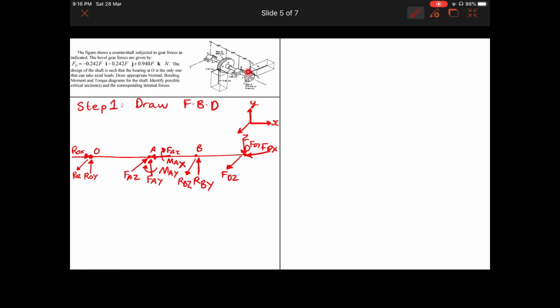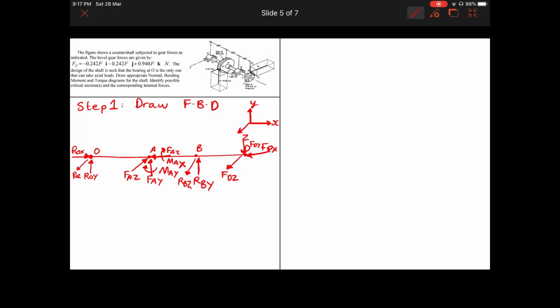So Fx is going to create a moment about the z-axis. Because if you shift the z-axis here, this load is going to rotate about that axis. It's trying to make this gear rotate about that axis. Similarly, Fz is going to rotate about the x-axis, the shaft axis. So we have again two moments. In this case, it is going to be counterclockwise, and even this is going to rotate counterclockwise.